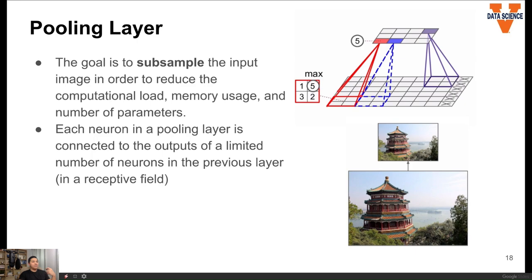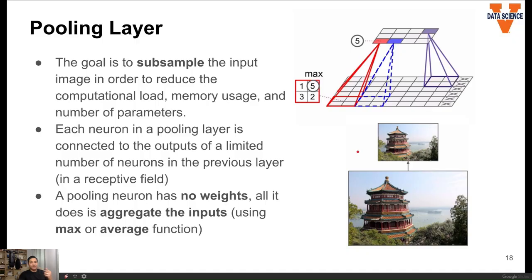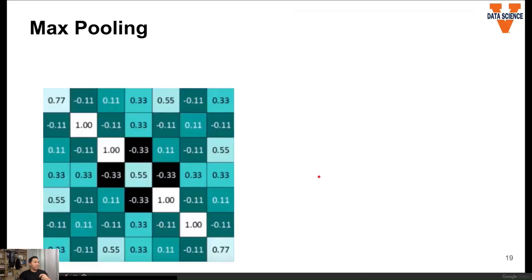You can think about this 4 pixel neighborhood as like the receptive field, and I pick the maximum response pixel out of this field, and I have a smaller image. So the pooling neuron has no weight. You don't have to train it. It simply aggregates the input using a max or an average function. As a result here, the output is only a quarter the size of the input, right? So 75% of the input values were dropped. Only the strongest response remained.